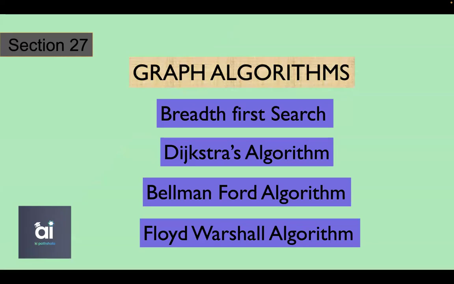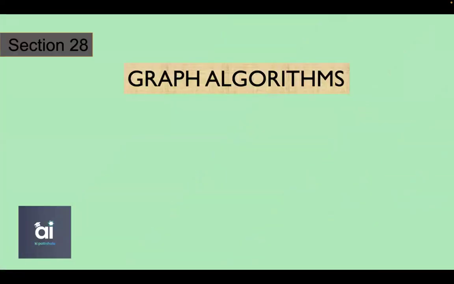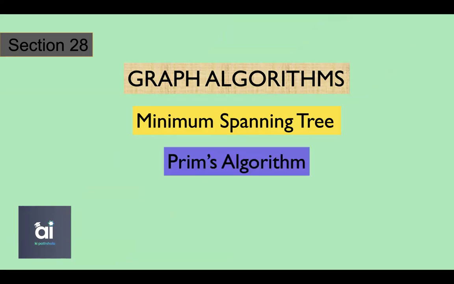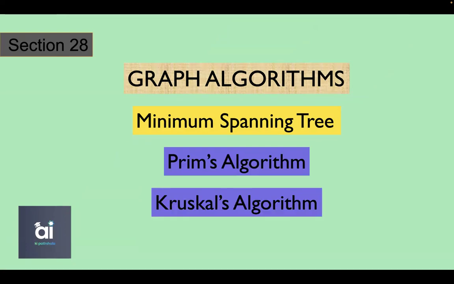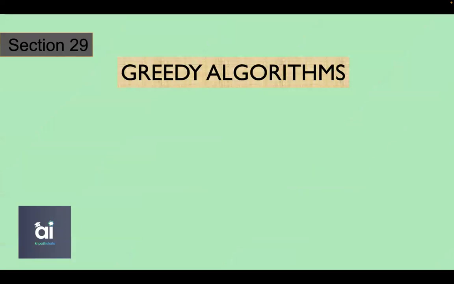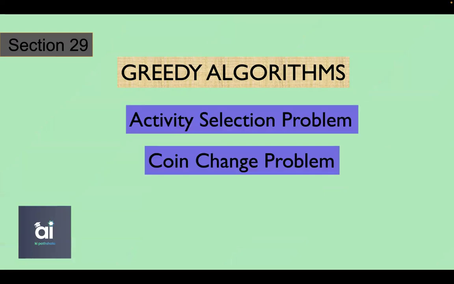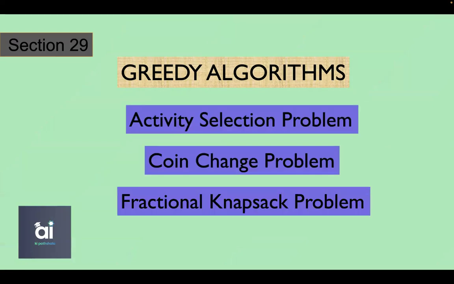Then from here, we will continue to the minimum spanning tree, which is a special type of graph, and we will solve this problem using 2 different algorithms like Prim's algorithm and Kruskal algorithm. Then this will conclude the graph section, and we move on to the next section, which is called greedy algorithms. So here we will talk about which algorithms use the greedy approach, and we solve problems like the activity selection problem, coin change problem, and fractional knapsack problem using greedy algorithms.